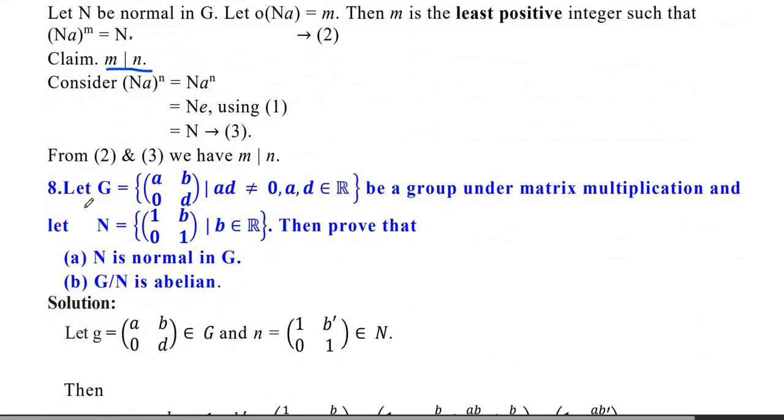Now in the next problem, we are given G to be this group. This is given to us under matrix multiplication, and N is given to be in this collection. We are asked to show that N is normal in G and G mod N is abelian. So you consider any small g in capital G, which is in this way, and any small n in this. Because b is used already, we shall name it as some b prime, where that b prime belongs to R.